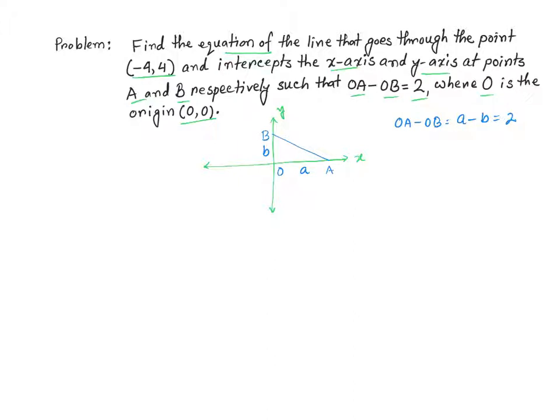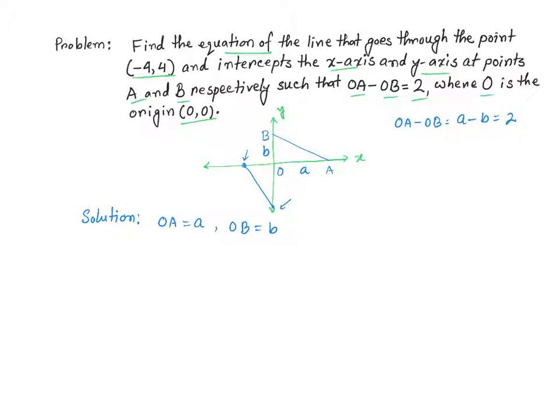However, there is also another scenario where this could happen. Think of another line which goes like this. So this could be your A and this could be your B. I'm not going to label it here. If this is A and this is B, OA minus OB could be 2 as well. So we will end up getting two different equations.